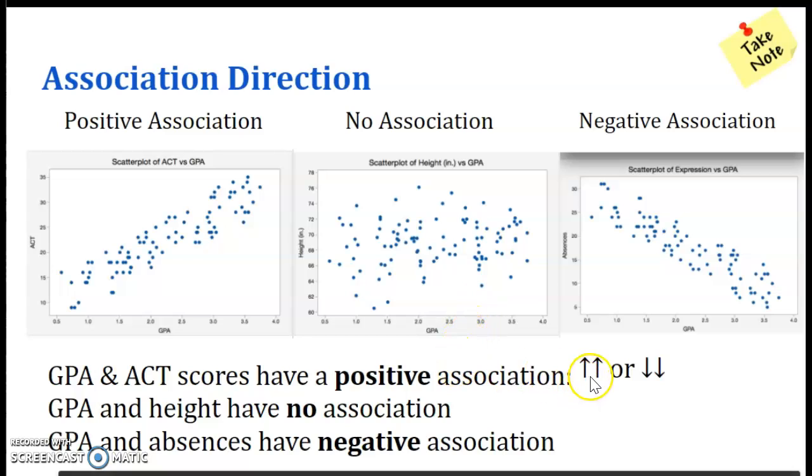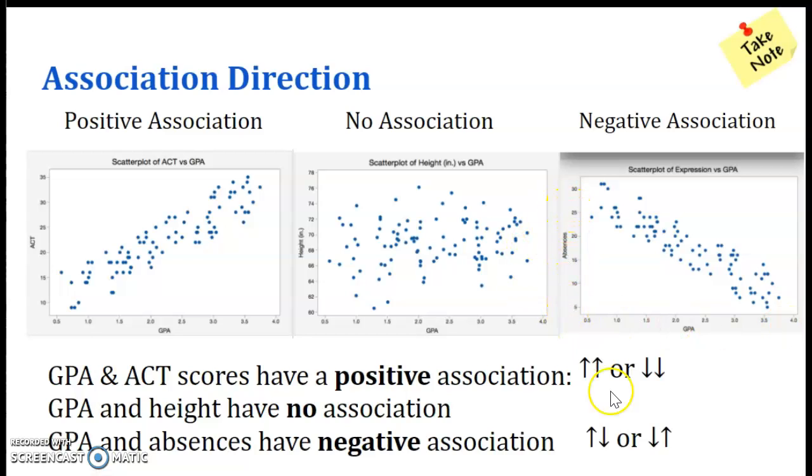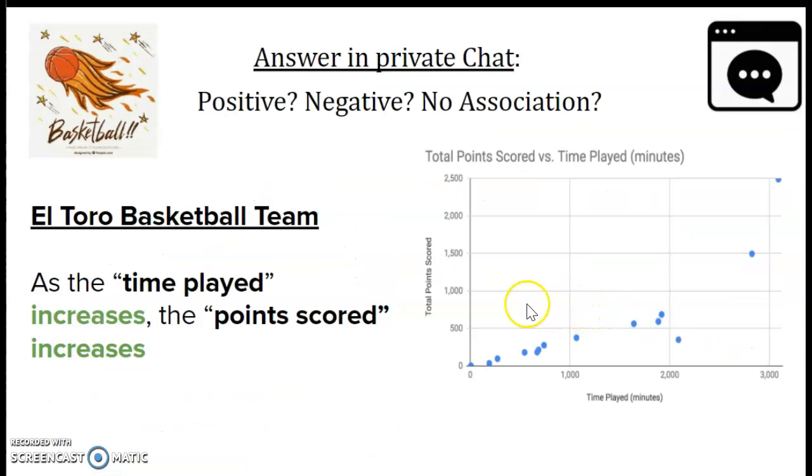Positive association: as the x-axis increases, the y-axis increases too, or as one decreases, the other decreases. As I go down, the ACT is going to go down as well. While with negative association, as the GPA increases, the absences decrease, or as the absences decrease, GPA increases. All right, so then I want you to answer in private chat.